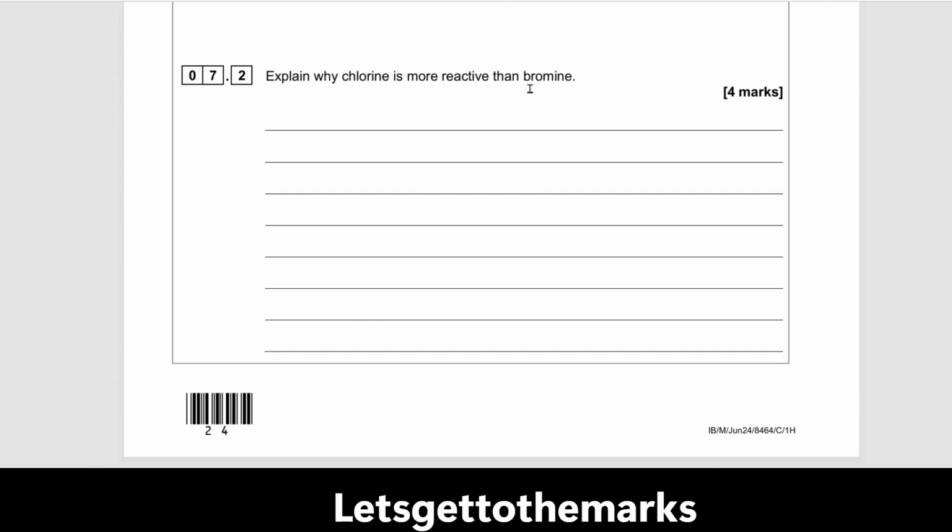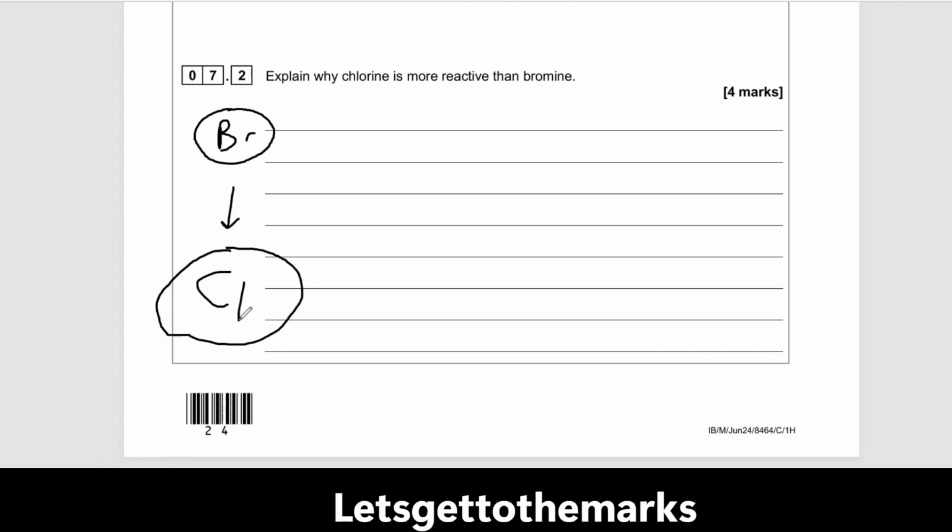Explain why chlorine is more reactive than bromine. Okay, so this is the same question you can get about group one. They could say, why is potassium more reactive than lithium? Why does chlorine react faster than bromine? All of those mean the same thing. But essentially, with group seven, as you go down, in fact, with every group, as you go down, they get bigger. So as we go down from bromine to chlorine in the halogens, they get bigger.